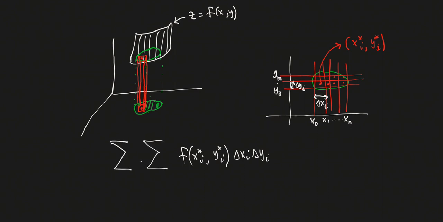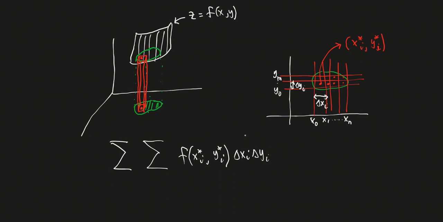So it looks like this. And in the x direction, this sigma sign will correspond with the x's. And again, in that case, i goes from 0 to n, right? Because we have n of them in that direction.